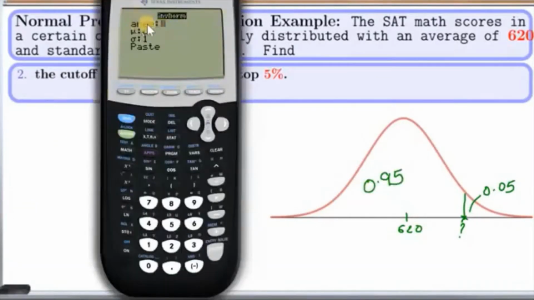Since the calculator takes area to the left, this is the area to the left, which is 0.95. So that goes on here, area. Let me put that there, 0.95. Our mean is 620, so let me put that there, 620, and our standard deviation is 50. Now hit enter and enter. This is what I got here, and this is the value that goes over here, which is 702.24. Let me write that down here.